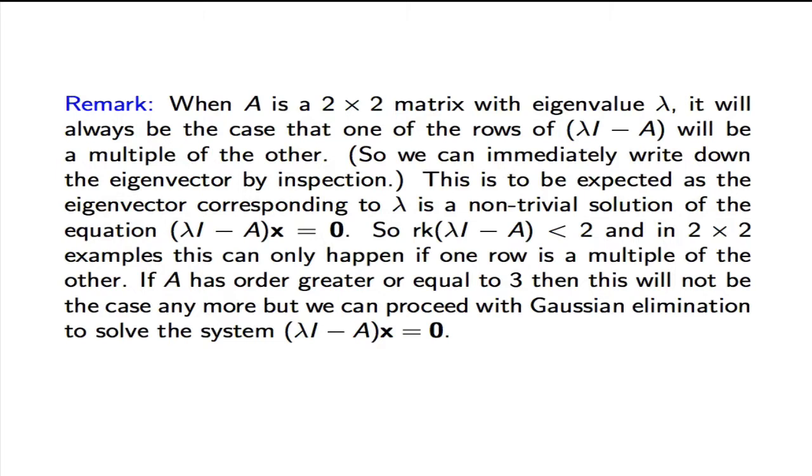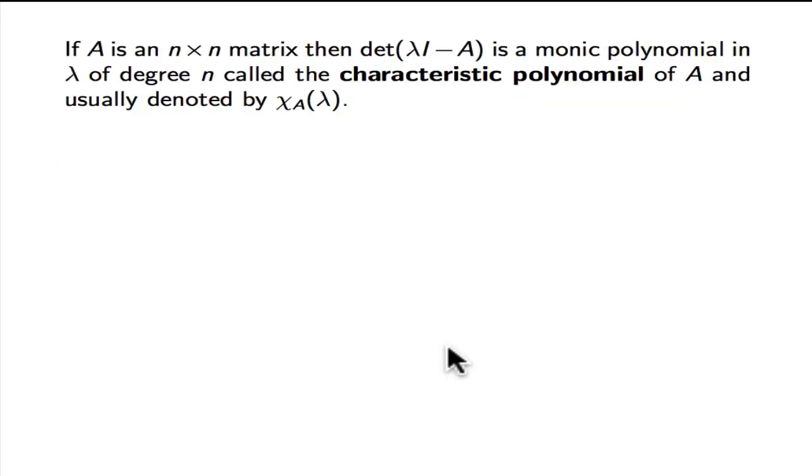Now, if A has order greater or equal to 3, then this will not be the case anymore. But what we can do, we can proceed with Gaussian elimination to solve the system that we want to solve. So suppose now that we have an n by n matrix A, then this determinant of lambda I − A will always be a monic polynomial in lambda of degree n. And this polynomial is called the characteristic polynomial of A. And we usually denote it by chi_A of lambda.